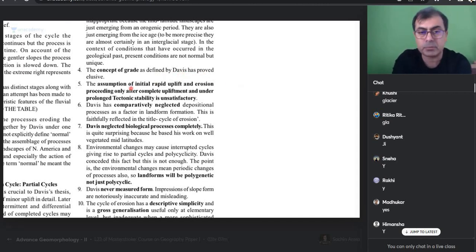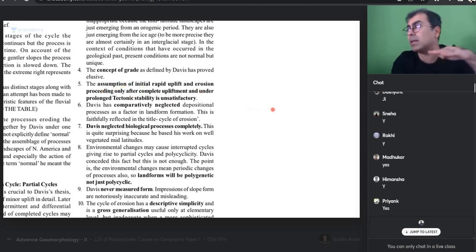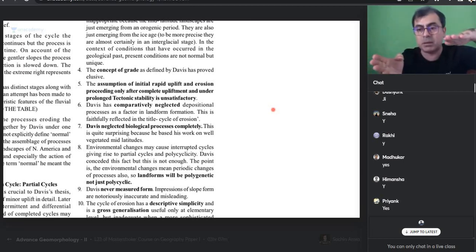I think you've understood the grade. The assumption of initial rapid upliftment and erosion proceeding only after complete upliftment. He said one thing at a time. First, it will rise. After it has risen, exogenetic processes will start. This I've already talked about, so this also goes. So just a recap of that.